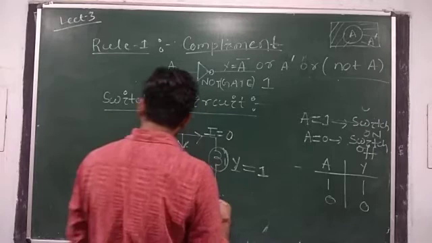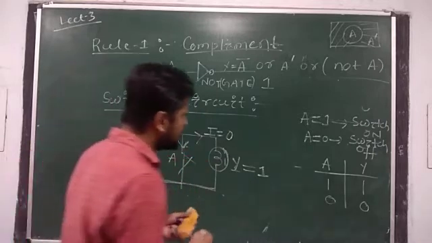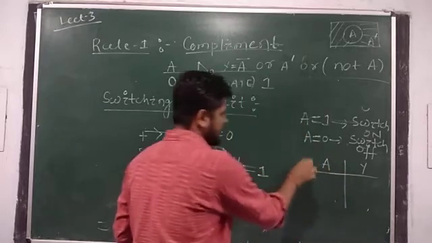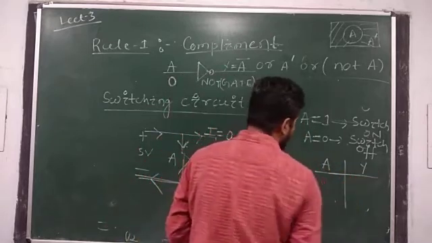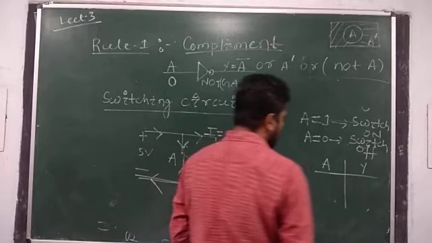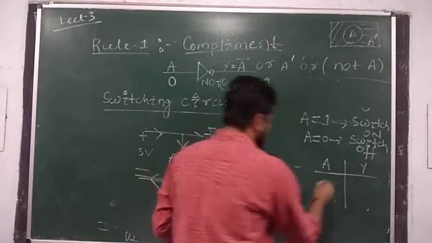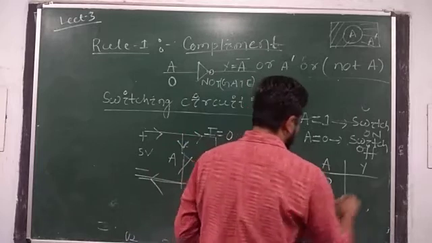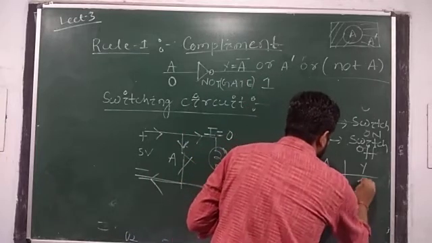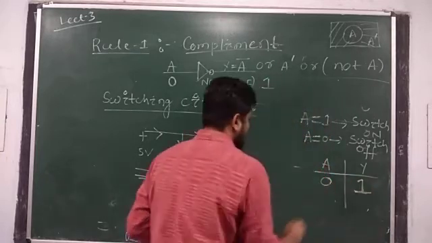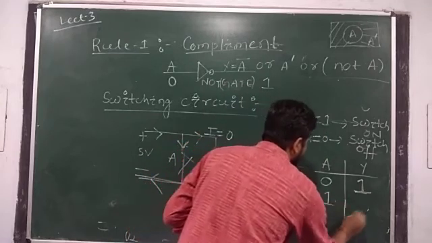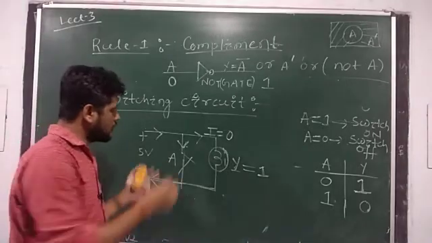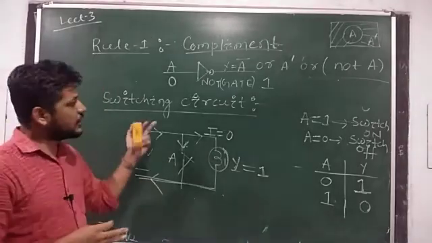So how to show this in the truth table? Obviously in the truth table we are showing that A is the switch and Y is the output, that is the condition of the bulb, on or off. If A is equal to 0, that is the switch is open, hence all the current flows through the bulb, and we get that output is 1. When A is equal to 1, then the output is 0. So in this way we are implementing the switching circuit.